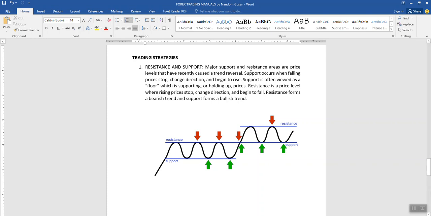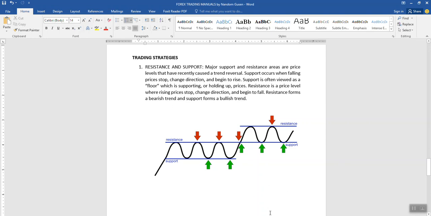Now, support occurs when falling prices stop, change direction, and begin to rise. Then it becomes a support. It's often viewed as a floor which is supporting or holding up prices, whereas resistance is a price level where price rises, stops, and changes direction and begins to fall. So you see, resistance forms a bearish trend while support forms a bullish trend.